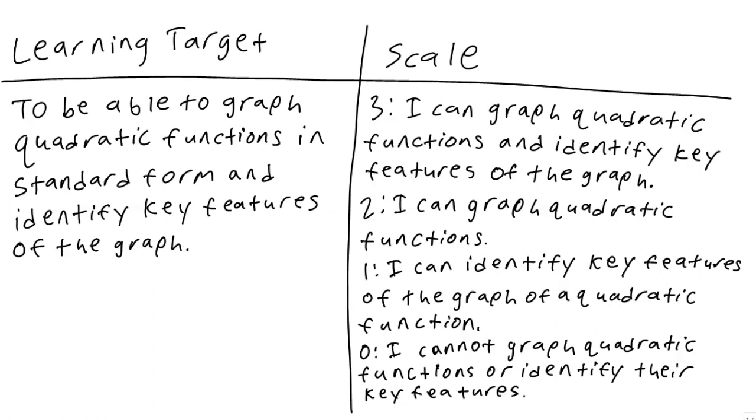The learning target for today is to be able to graph quadratic functions in standard form and identify key features of the graph. For the scale, you're a 3 if you can graph quadratic functions and identify key features of the graph. You're a 2 if you can graph quadratic functions. You're a 1 if you can identify key features of the graph of a quadratic function. And you're a 0 if you cannot graph quadratic functions or identify their key features. All right, let's get started.